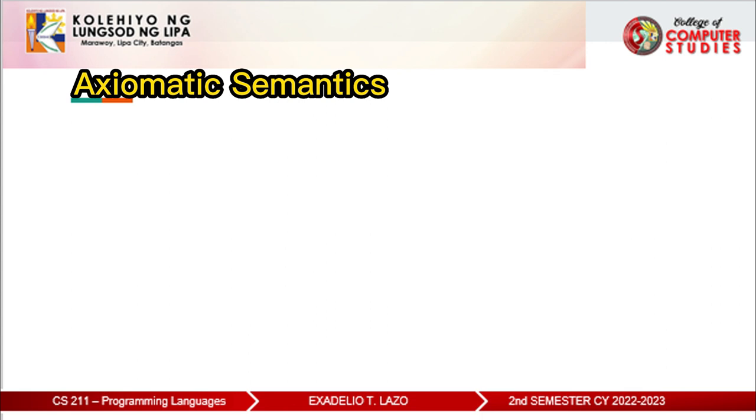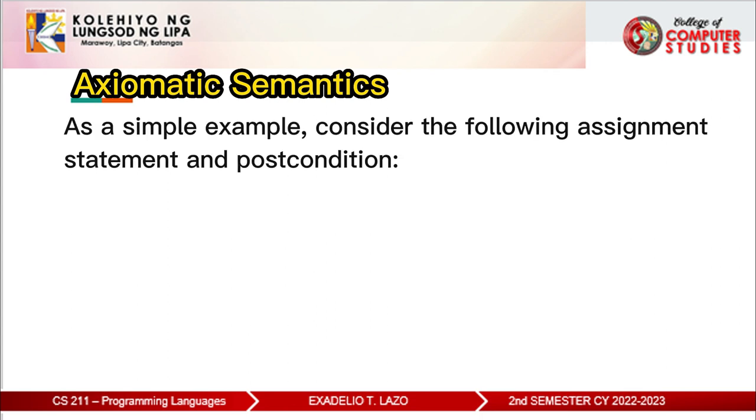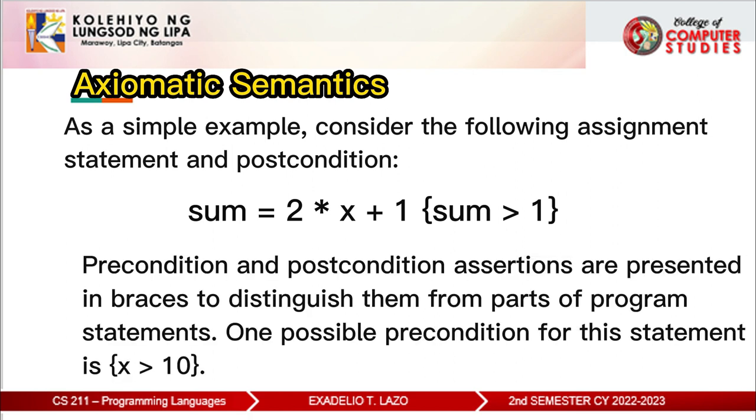As a simple example, consider the following assignment statement and postcondition: sum = 2 * x + 1 {sum > 1}. Precondition and postcondition assertions are presented in braces to distinguish them from parts of program statements. One possible precondition for this statement is {x > 10}.